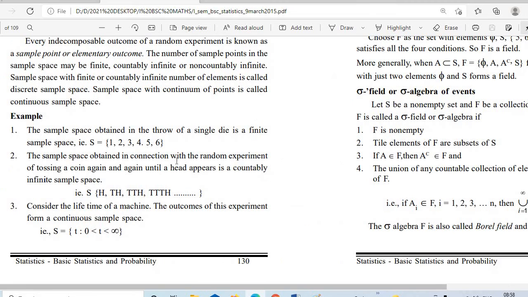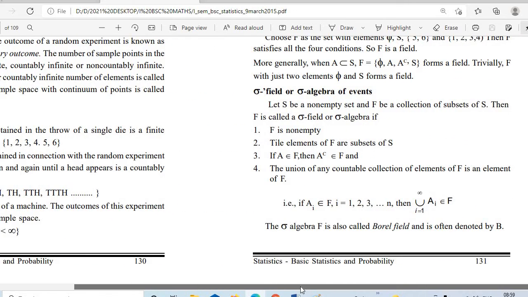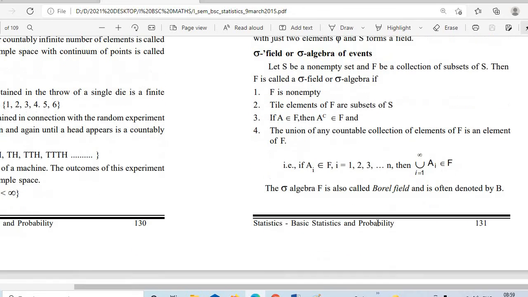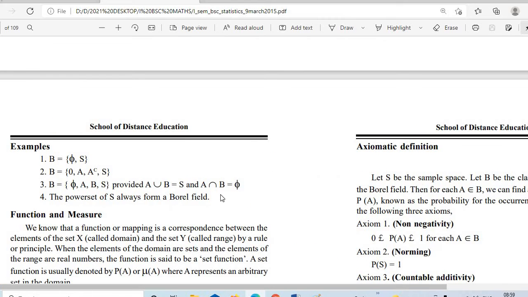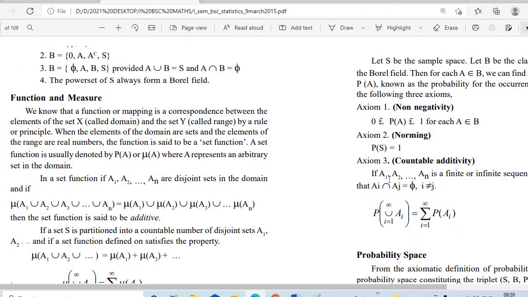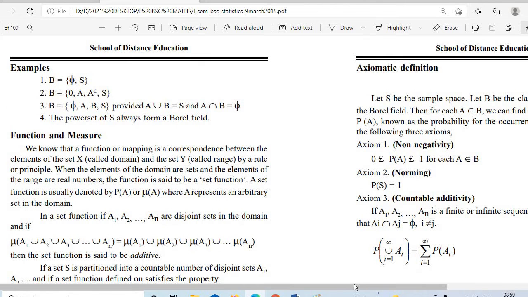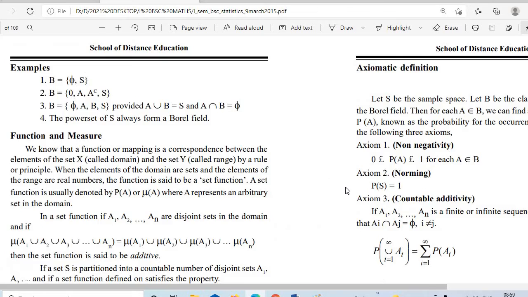I think we have discussed all these. This is sigma algebra. We have already discussed all these things. Axiomatic definition, I think we have discussed this definition also. So I will review once again.